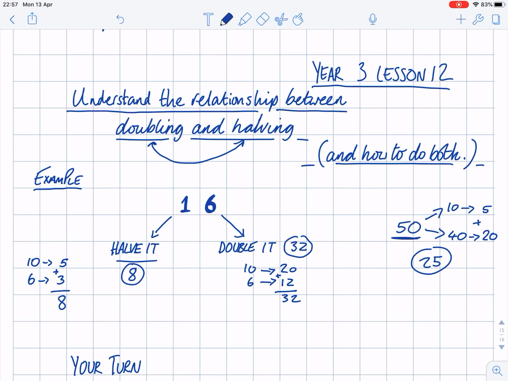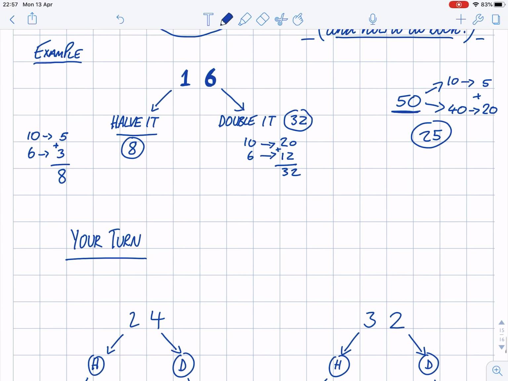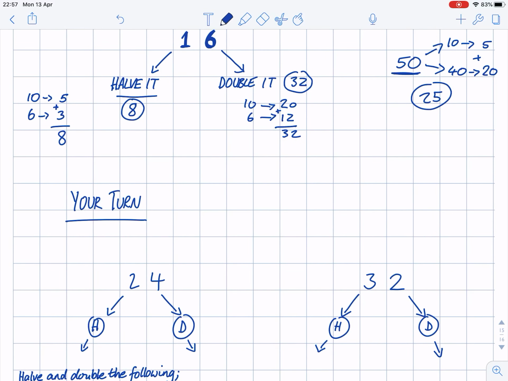So whenever you're struggling to halve a number, split that number into numbers that you do know how to halve. Okay? And then you'll be well on the way to getting your right answer. So you can see I said your turn here. We are going to talk about them together though, okay?